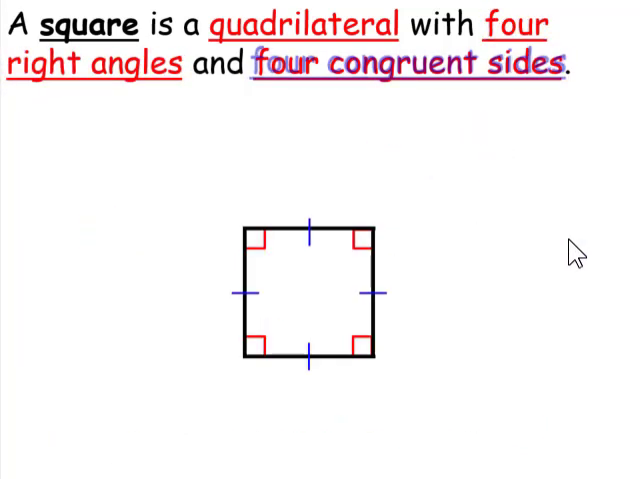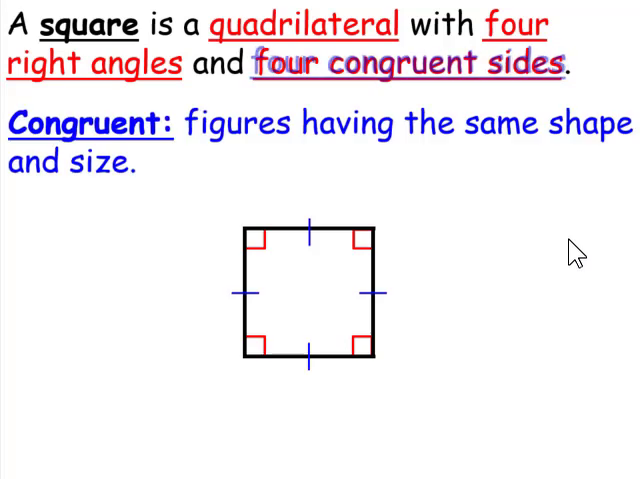A square also has 4 congruent sides. Congruent means figures having the same shape and size. The symbol for congruence is an equal to sign followed by this squiggly line, which is a similar sign. The equal to means they have to have the same size. This little squiggly line, which means similar, means they have to have the same shape. We'll learn more about this in the second semester.